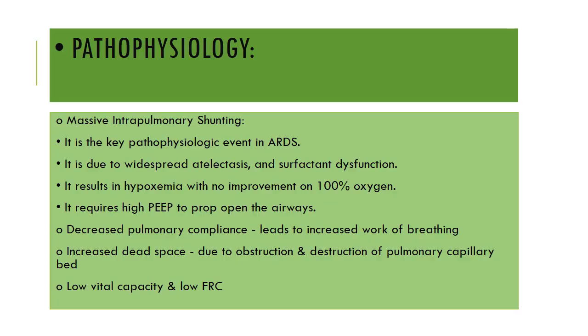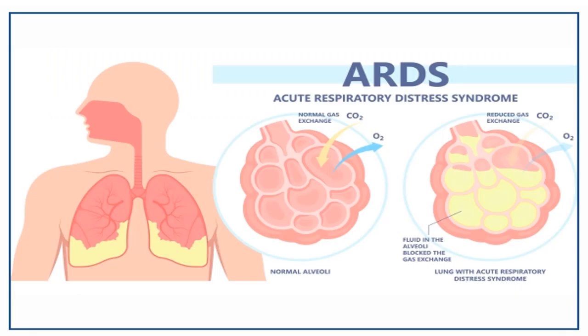So massive intrapulmonary shunting is the key pathophysiology in ARDS. It is due to widespread atelectasis and surfactant dysfunction. So despite giving 100% oxygen to the patient, there will be no improvement and it will have persistent hypoxemia. So it requires high PEEP to prop open the airways. There will be decreased pulmonary compliance, which will lead to increased work of breathing, and there will be increased dead space due to obstruction and destruction of the pulmonary capillary bed, and the patient will also have low vital capacity and low functional residual capacity.